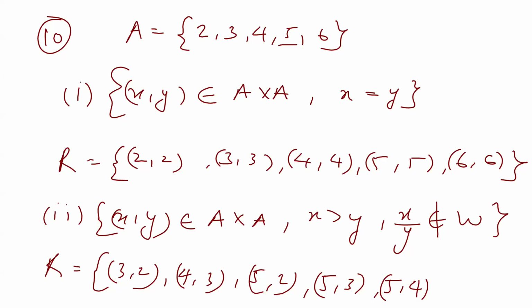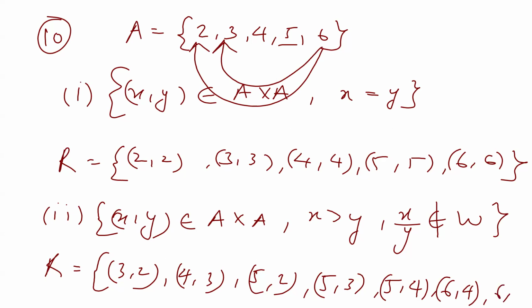Are you understanding? Then 6. 6 is greater than 2. Yes. But then 6 upon 2 is a whole number. 6 is greater than 3. Yes. 6 upon 3 is a whole number. 6 is greater than 4. Yes. But then 6 upon 4 is not a whole number. 6, 5. Yes. 6 is greater than 5. But then 6 upon 5 is not a whole number. Okay. So these are the required ordered pairs.